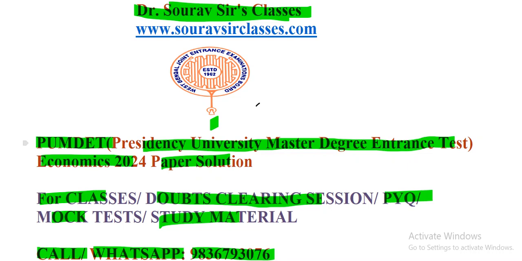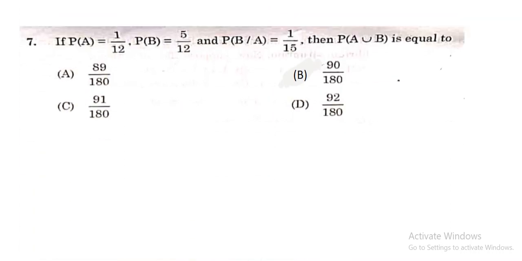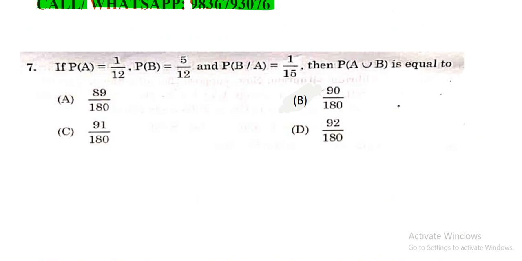So let's start with question number 7. What will be the question number 7? If probability of A is 1 by 12 and probability of B is 5 by 12 and probability of B given A is 1 by 15, so what will be the result of probability of A union B?